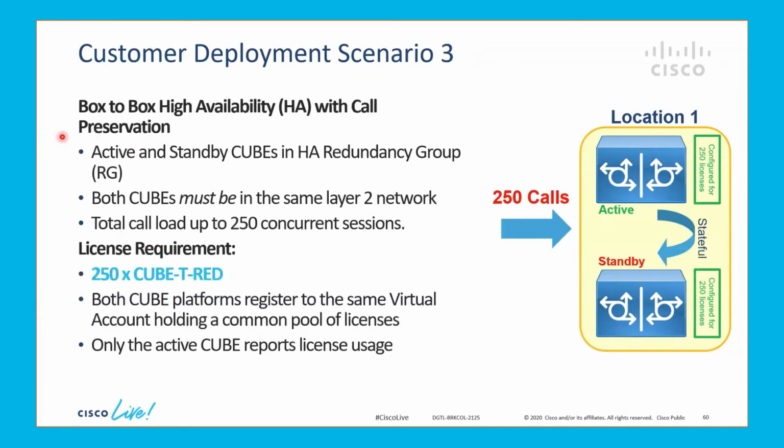Scenario 3 is box-to-box HA with call preservation. An active standby pair of CUBE, right? And they definitely have to be in the same location. They are expected to handle 250 calls. So the licensing requirement over here would be 250 CUBE T red for the number of calls that the active will be handling. Both the CUBE platforms register to the same virtual account holding this common pool of licenses. Only the active CUBE reports license usage.